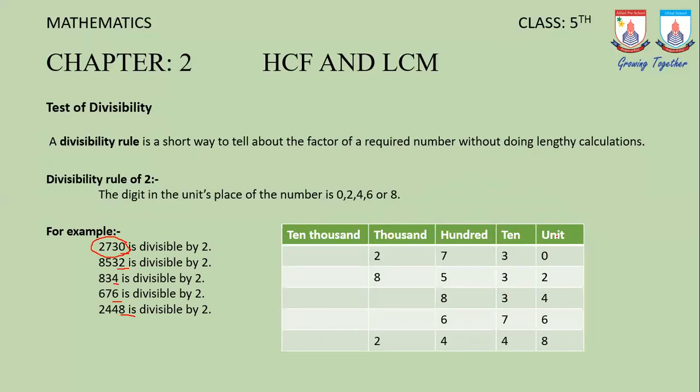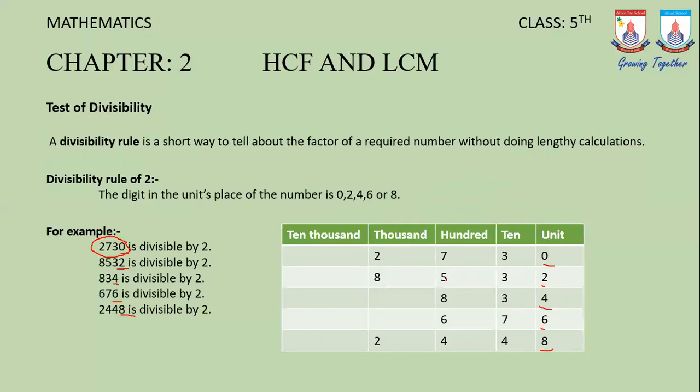Which, you know, in the previous classes you were working with the place value chart. This is a place value chart. From the right side, the first column is the unit place value. If the unit place of any number is 0, 2, 4, 6 or 8, then we can say that the whole original number 2730 is divisible by 2.